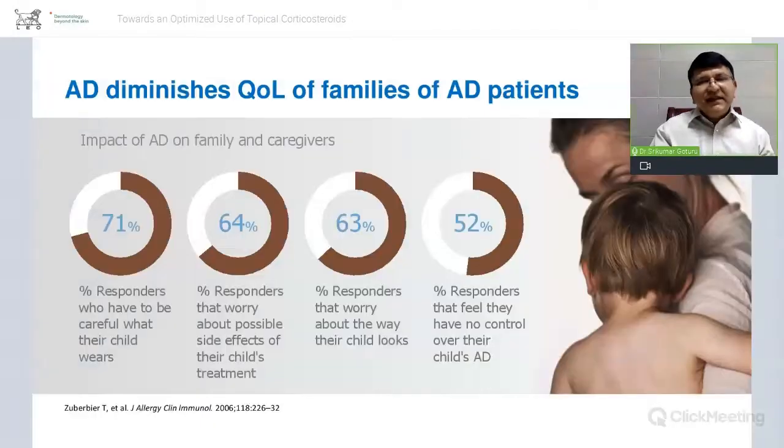You can look at any kind of statistic. Regarding the family, 71% respond that they have to be careful about what the child wears. The biggest issue in atopic dermatitis is very big fights in families. The parents will tell the child, your flare is because you didn't do that, you did this, you ate this, you did that, you went swimming.